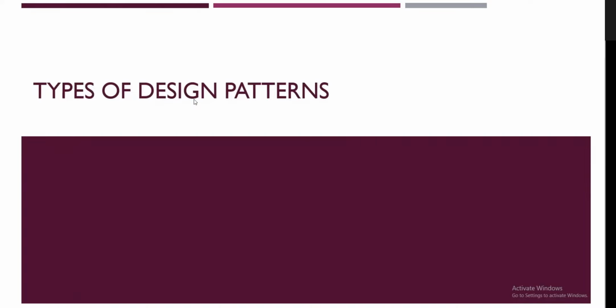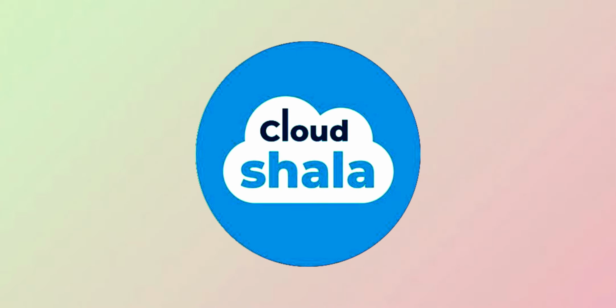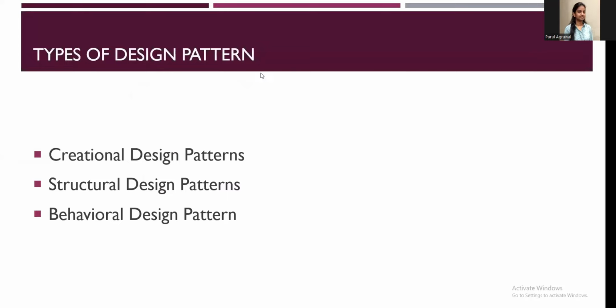Today we will be discussing types of design pattern. So there are three types of design pattern: creational design pattern, structural design pattern, and behavioral design pattern. Creational design pattern basically deals with the creation of objects along with code flexibility and reuse of code.